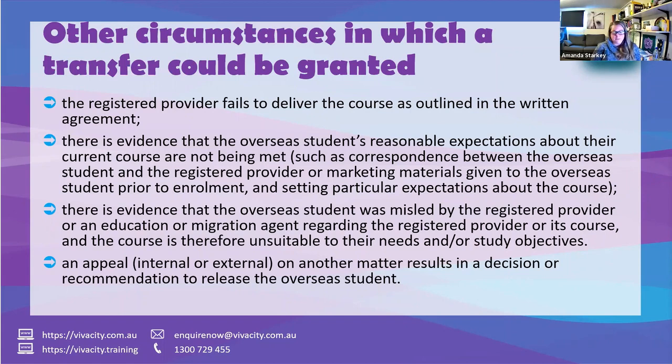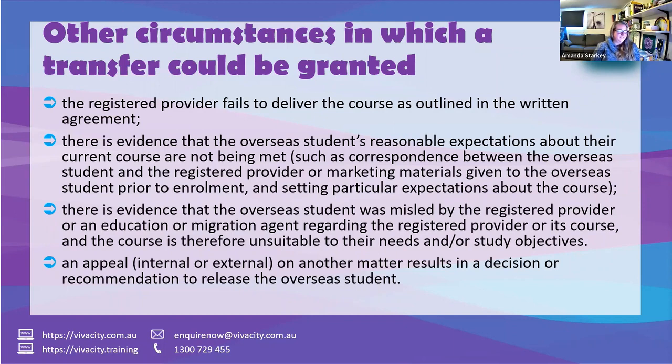So it might be that the marketing material had said that the training and assessment would be delivered on a Saturday and Sunday. The students got to Australia, they've started their course and they've realised that it's on a Monday and a Tuesday and that doesn't work for the student. There is evidence that the overseas student was misled by the registered provider or an education agent or migration agent regarding the registered provider or its course, and the course is therefore unsuitable to their needs and/or study objectives.